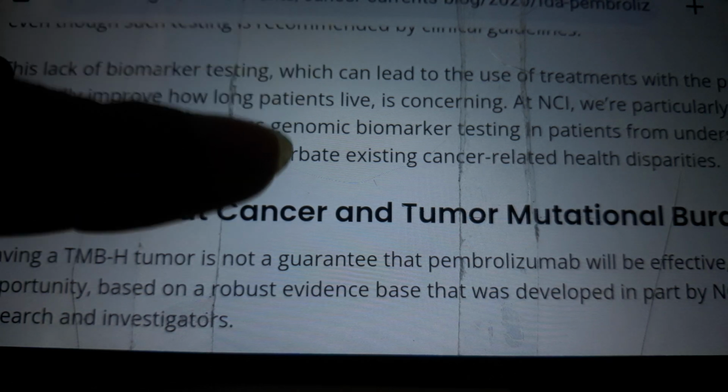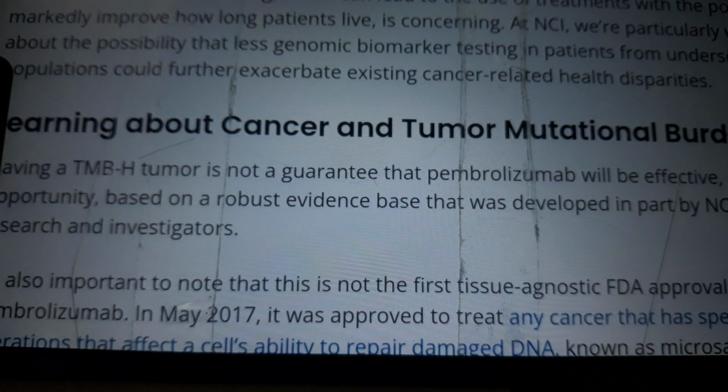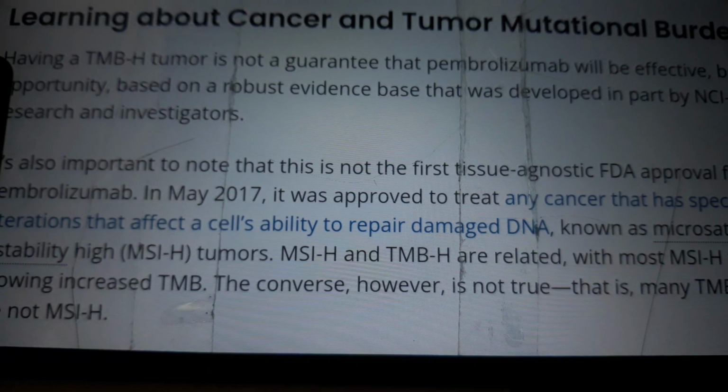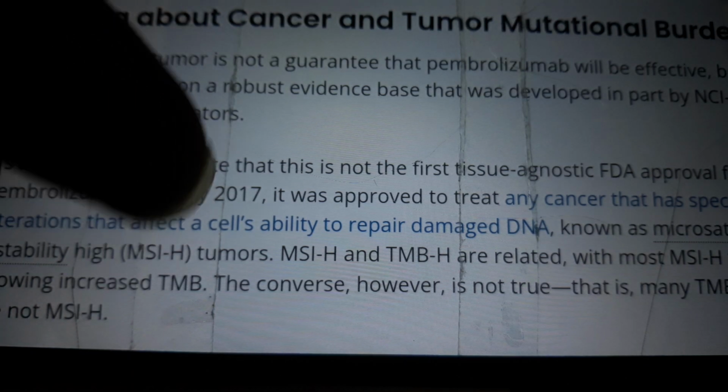Now, I've written that this lack of biomarker testing, which can lead to the use of treatments with the potential to markedly improve how long patients live, is concerning. At NCI, it's being pondered whether less genomic biomarker testing in patients from underserved populations could further exacerbate existing cancer-related health disparities. Learn about cancer and tumor mutational burden.